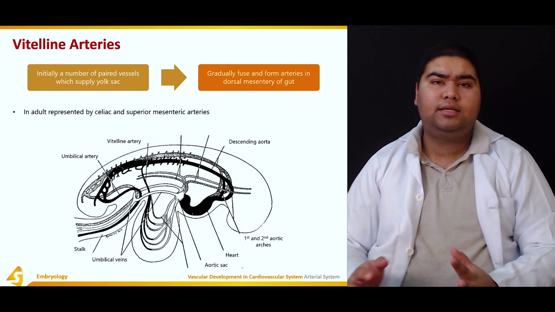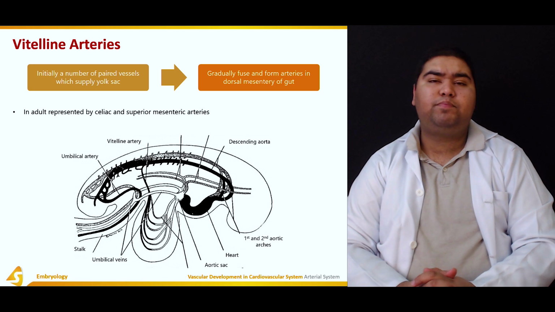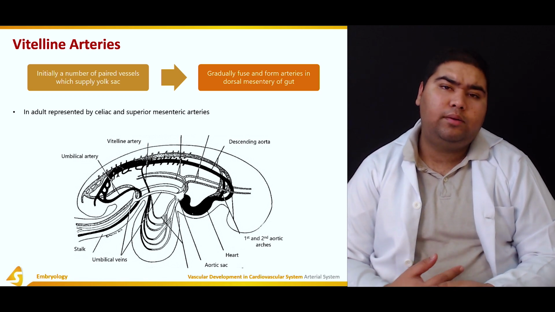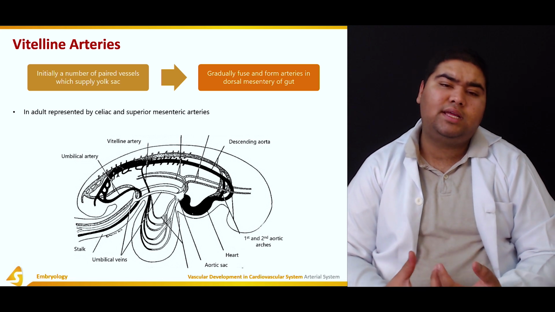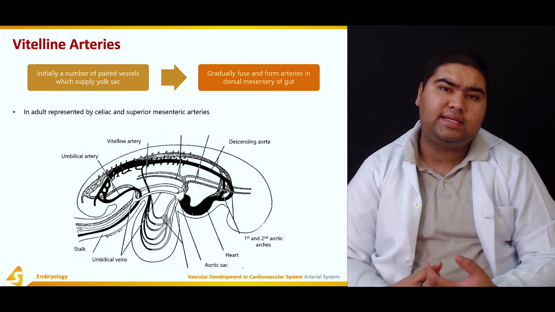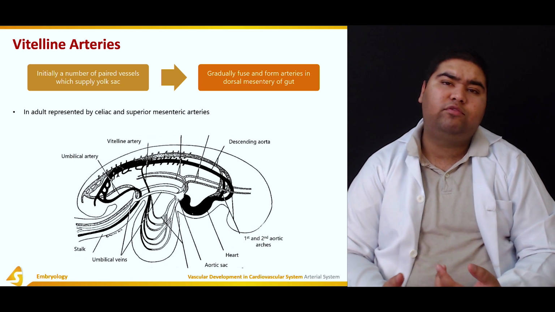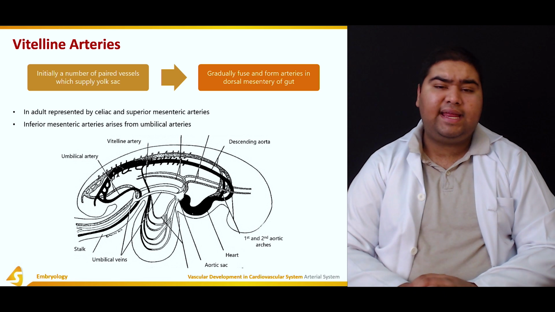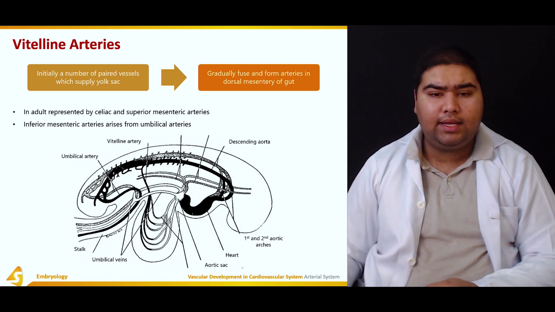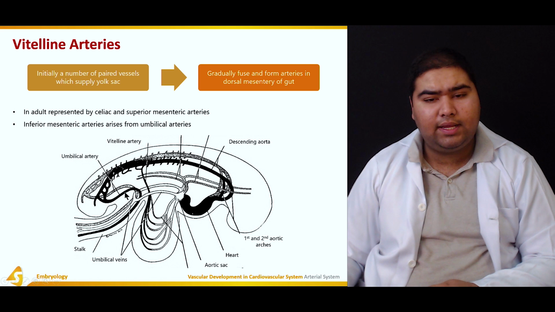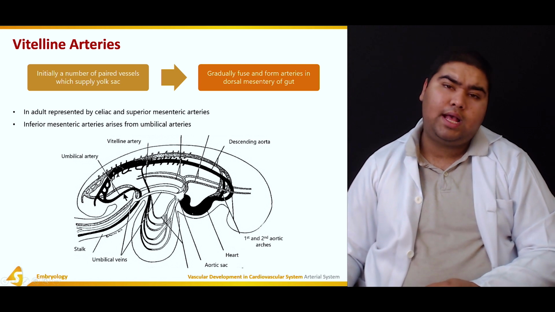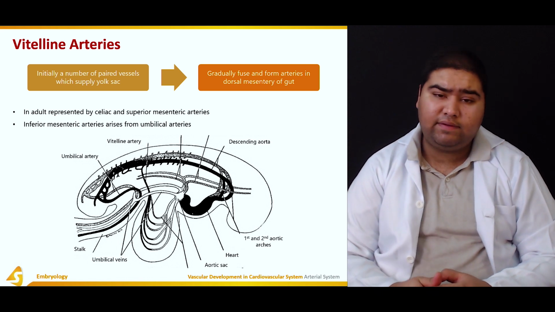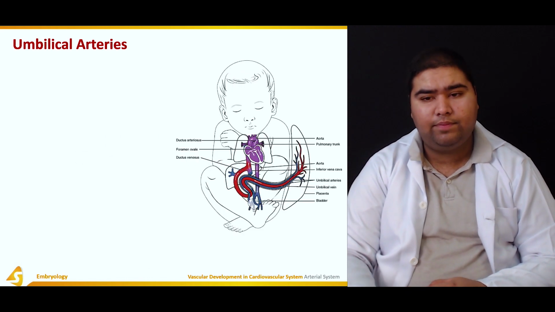In the adult, these vitelline arteries are represented by the celiac and the superior mesenteric artery, which are the blood supply of the foregut and the midgut respectively. The inferior mesenteric artery arises from the umbilical arteries. Here you can see the umbilical artery, and the inferior mesenteric artery, which is the blood supply of the hindgut, develops from the umbilical artery.